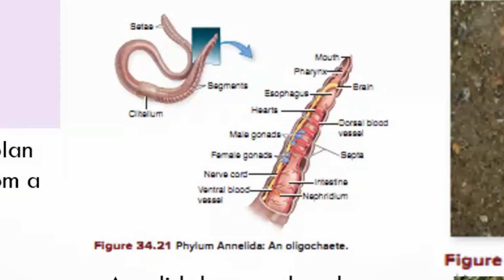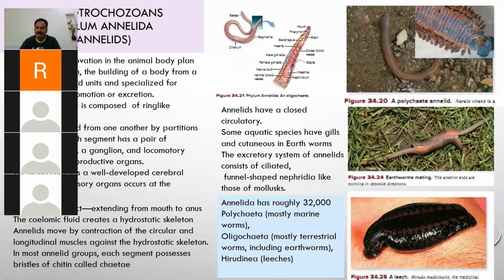Here we have the anterior body structure of an earthworm: mouth, pharynx, esophagus. These are the hearts, and further this is the nerve cord, and dorsal and ventral blood vessels, and there are nephridia. Most of the systems are present in earthworm. That's why we often dissect earthworm for the study of the digestive system, nervous system, and reproductive system.